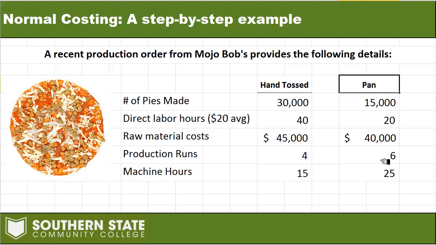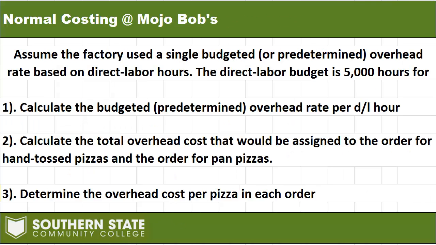So that's the setup. Here's what we need to calculate. Assuming a $5,000 budget for direct labor, we need to calculate the predetermined overhead rate, or the budgeted overhead rate per direct labor hour. We're going to calculate the total overhead cost that would be assigned to the order for both hand-tossed pizzas and pan, and then determine the overhead cost per pizza in both orders. I'm going to pause right here, and if you want to try to work that out on your own, I'll give you a chance to do that, and then we'll pick back up and show you the solution.